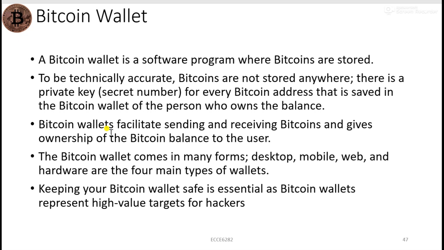So the Bitcoin wallet facilitates sending and receiving bitcoins and gives ownership of the Bitcoin balance to the user. So if you have Bitcoin currency, then you need to store it in a Bitcoin wallet, and through the Bitcoin wallet you can spend this money, you can send it to somebody, or you can receive bitcoins from somebody. Bitcoin wallets come in different forms, like we have desktop, mobile, web, and hardware based Bitcoin wallets, which are the main four types of Bitcoin wallet.